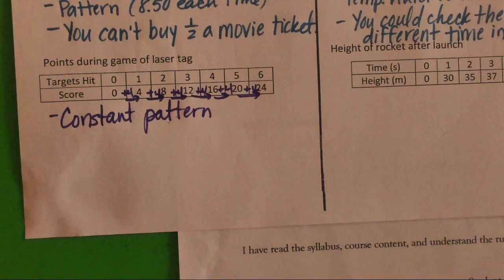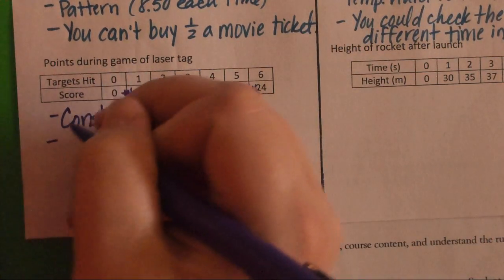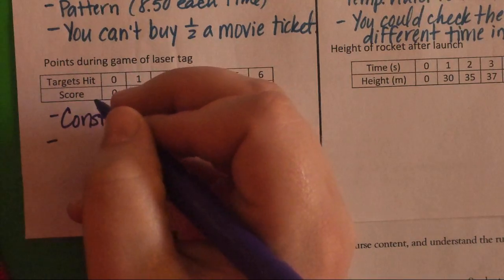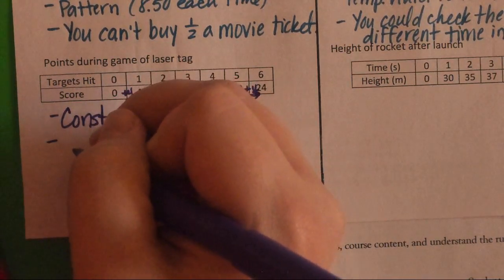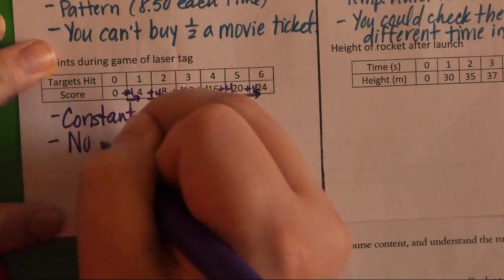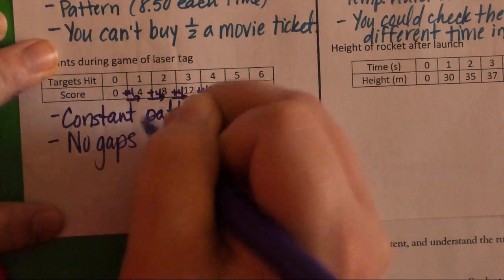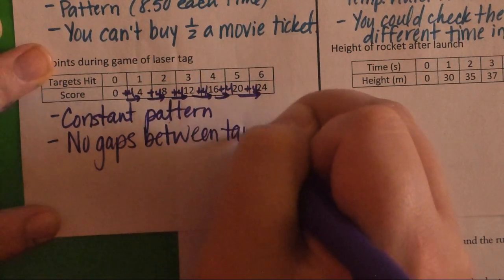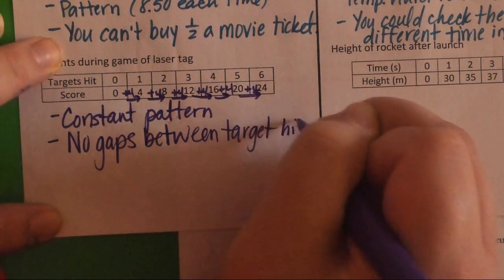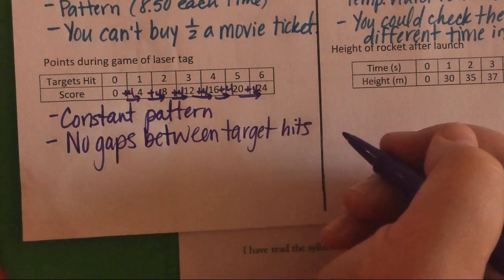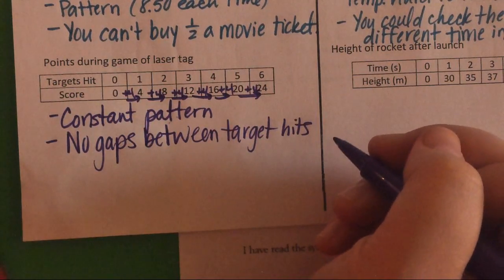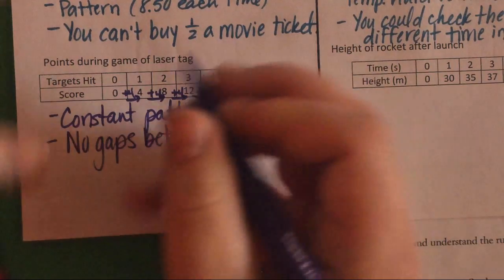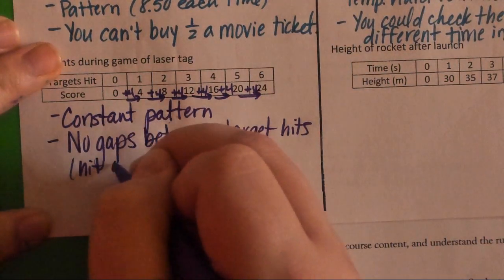You can't skip like the target number, like up top. That's true. I'm going to say no gaps, because I'm going to take what he said and rephrase it differently. No gaps between targets, hits. So either I hit Brittany or I don't hit Brittany. There's no I almost hit Brittany. Either I'm getting my 4 points or I'm not getting my 4 points. It's a hit or miss.